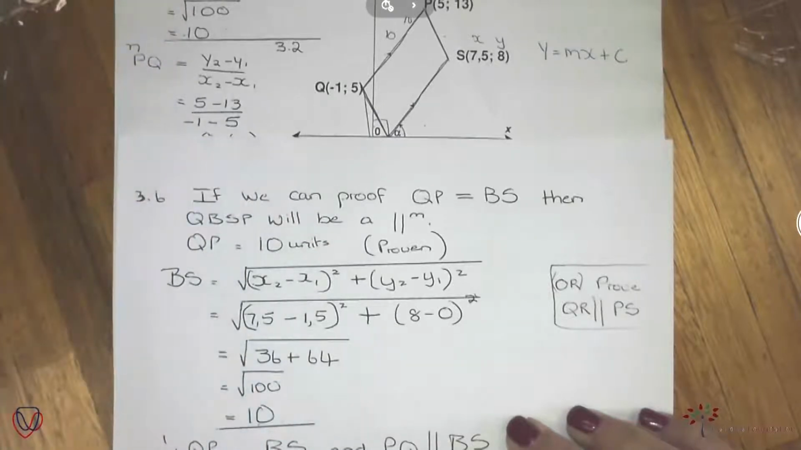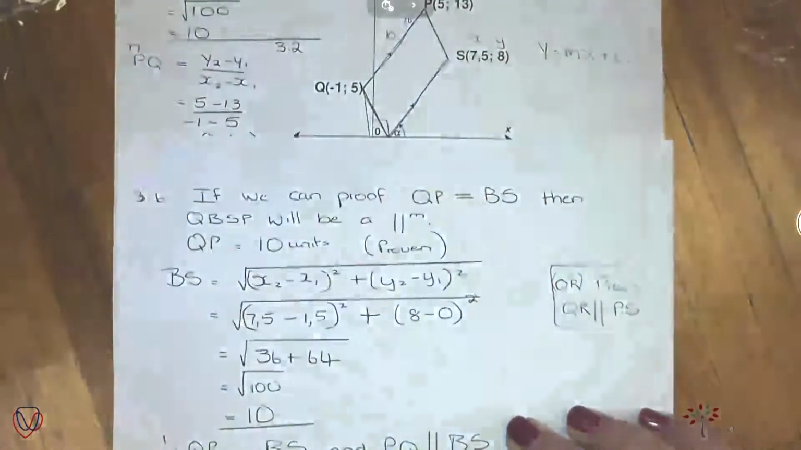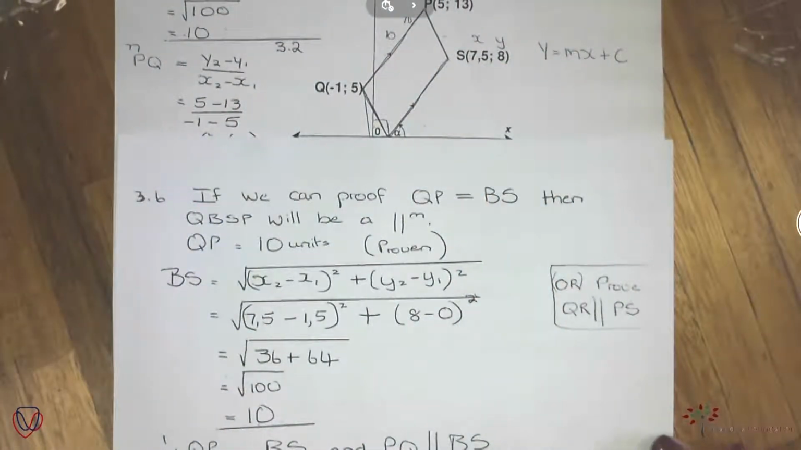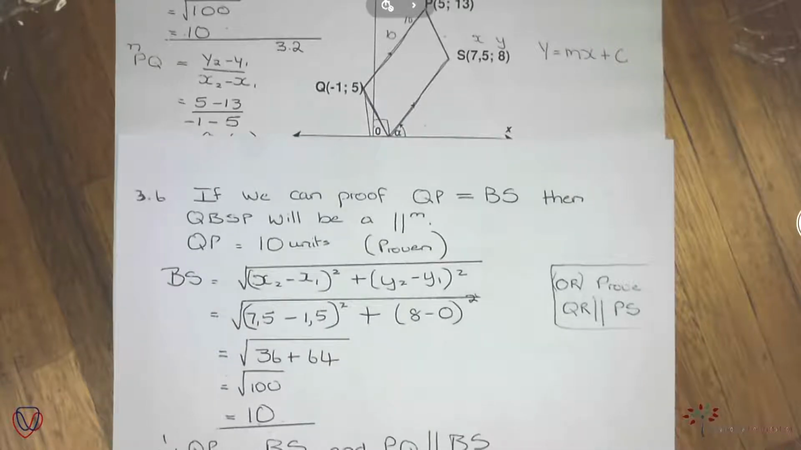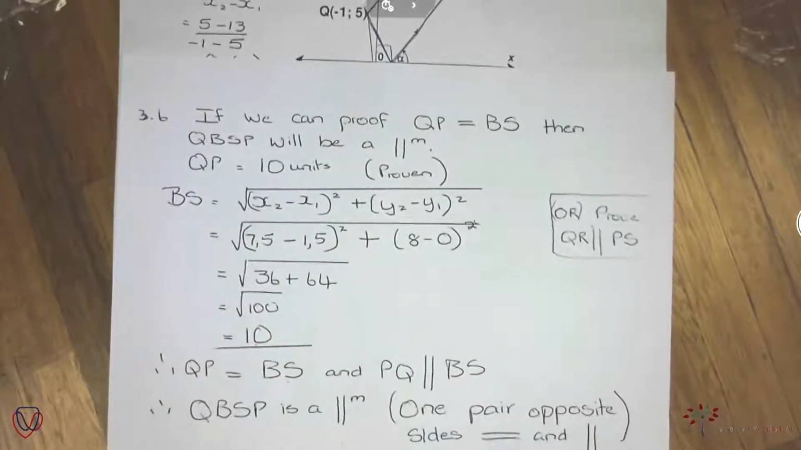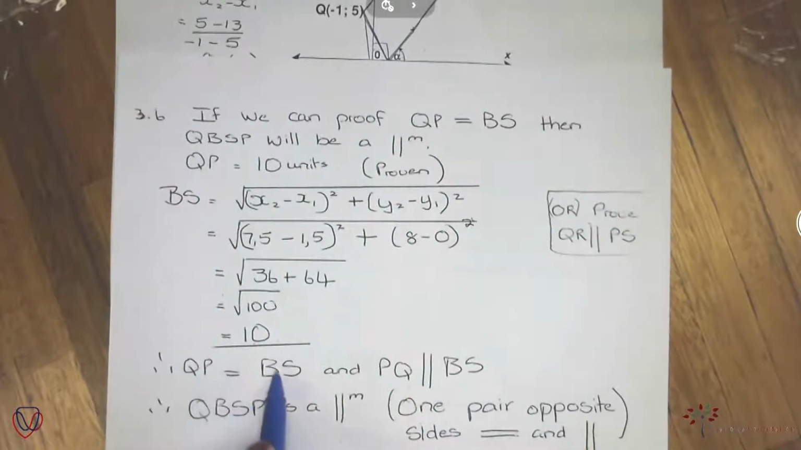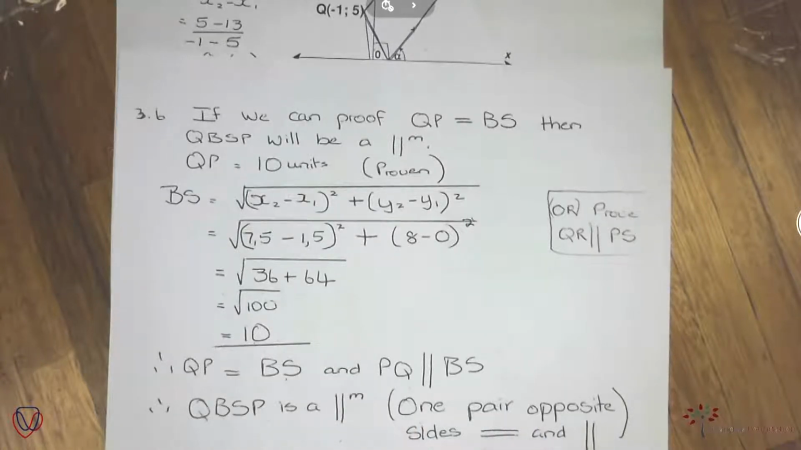So QP equals BS. And PQ is parallel to BS. Therefore QBSP is a parallelogram. One pair of opposite sides are equal and parallel. There it is. QP equals BS, they are both 10. PQ is parallel to BS, it was given to us. So QBSP is a parallelogram: one pair of opposite sides equal and parallel.